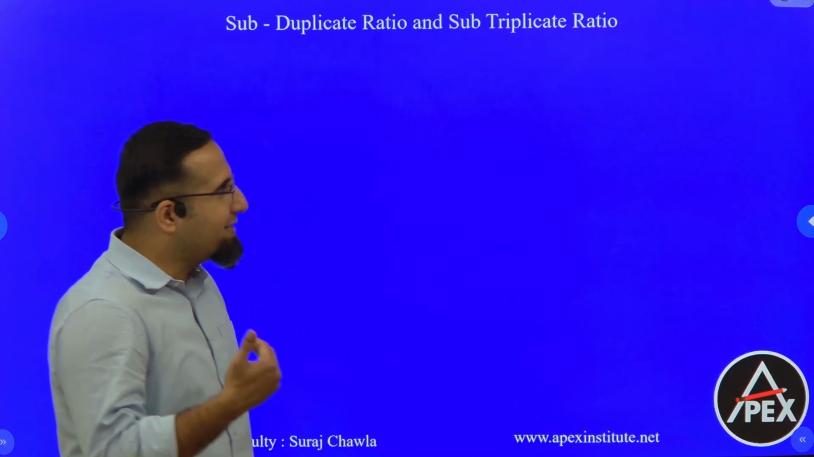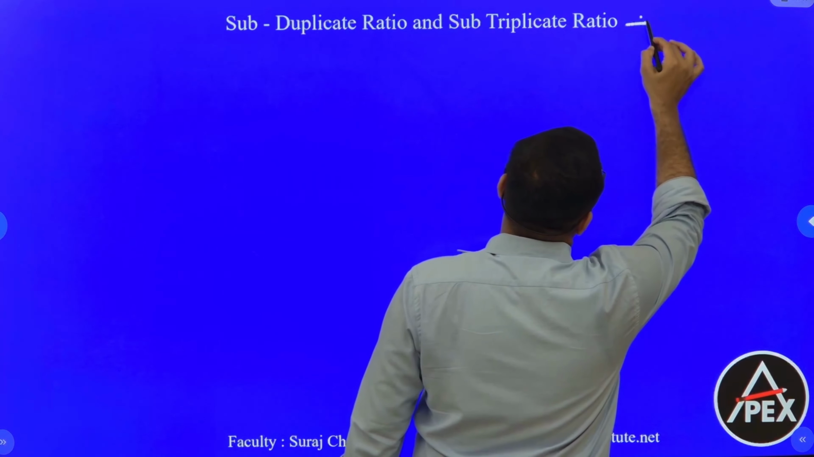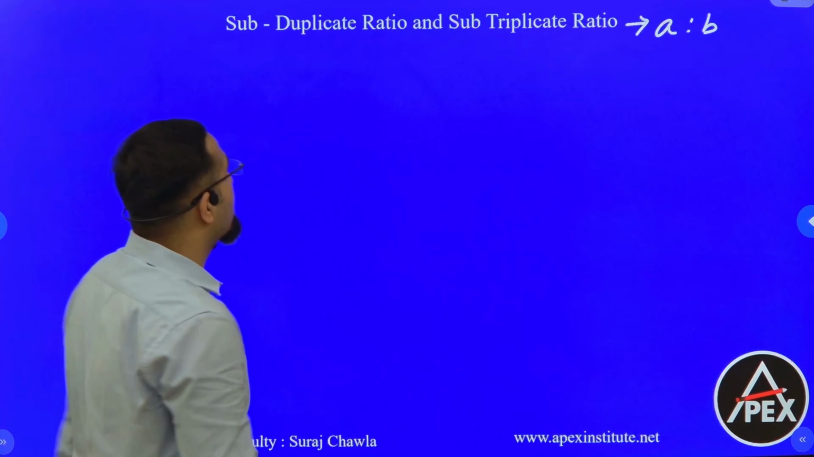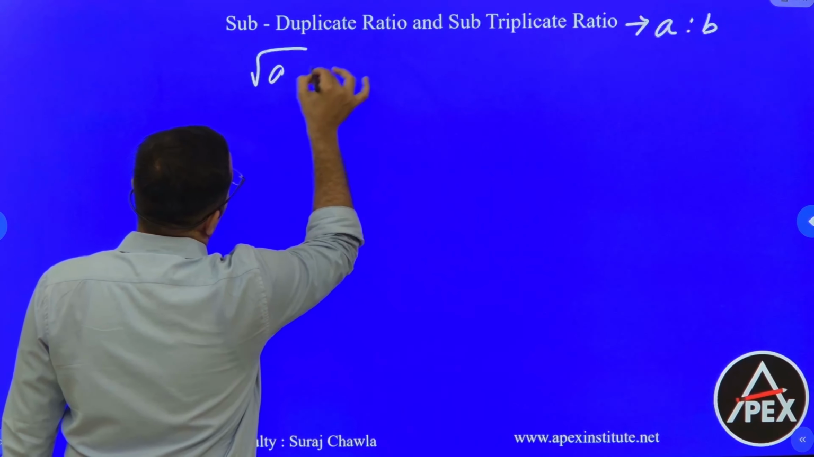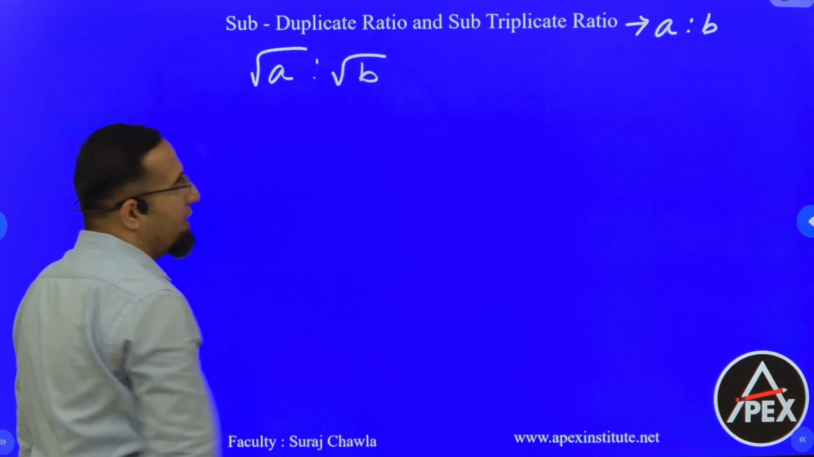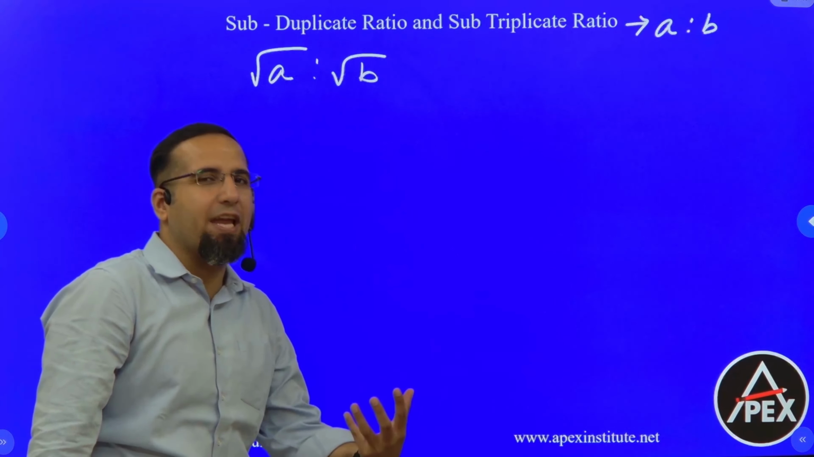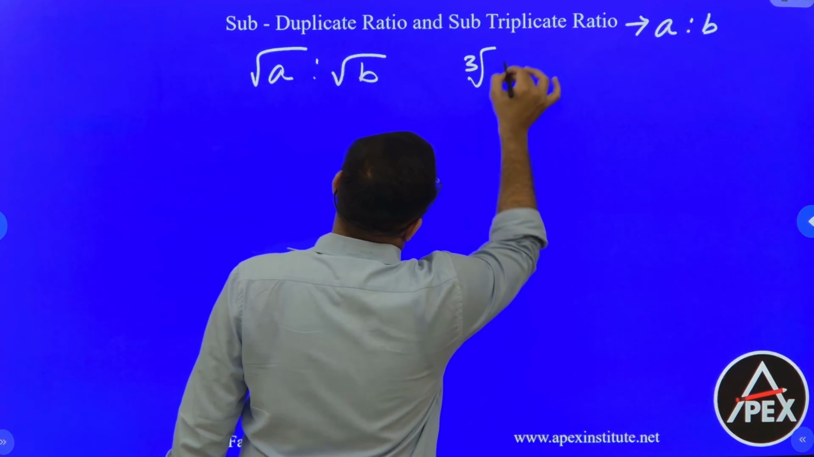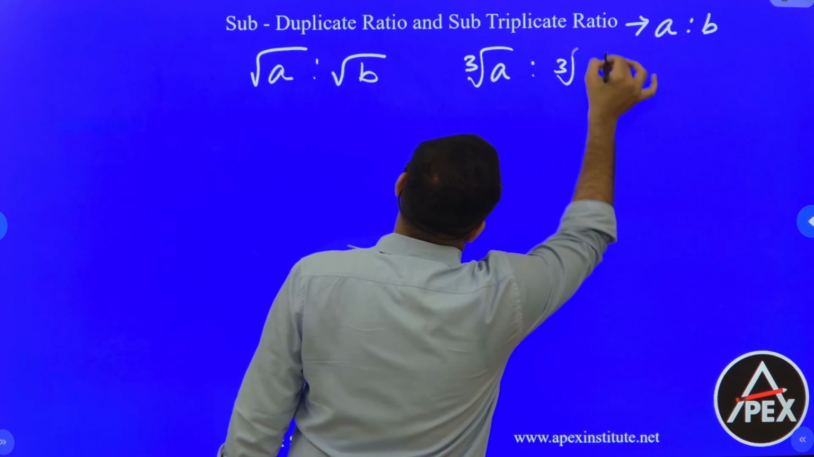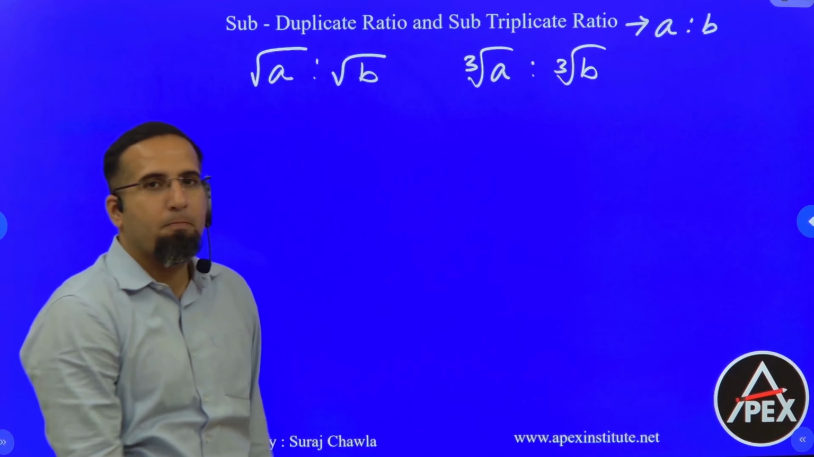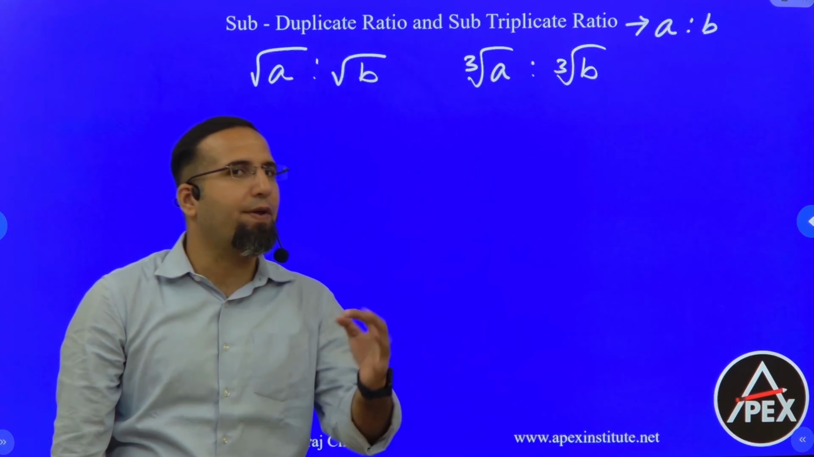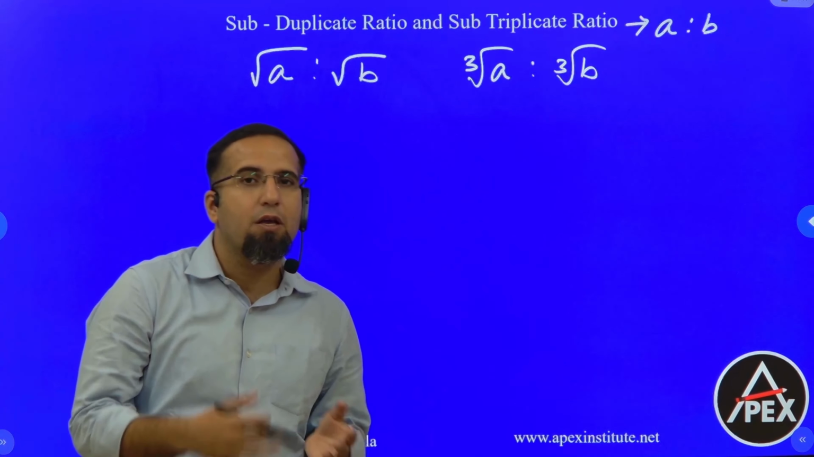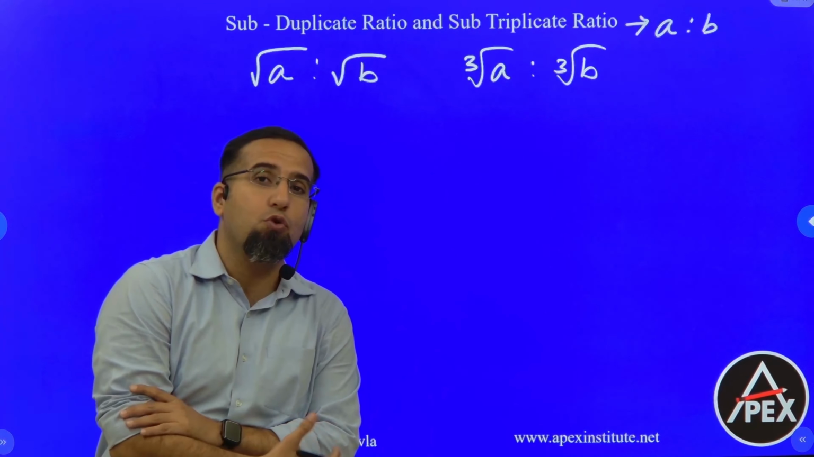Clear? When I say A is to B is my original ratio, if I am talking about subduplicate, right? So subduplicate ratio will be square root of A is to square root of B. And subtriplicate, we can guess what is the value of subtriplicate ratio. The subtriplicate ratio will be cube root of A is to cube root of B. Clear? So subduplicate, square root of A is to square root of B. Subtriplicate is cube root of A is to cube root of B.